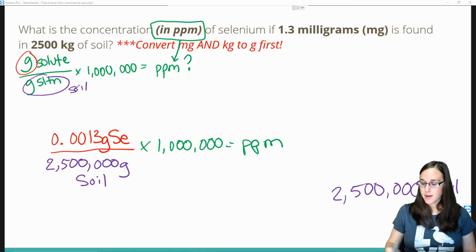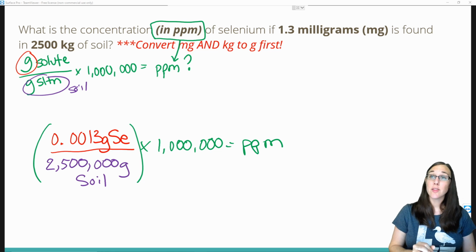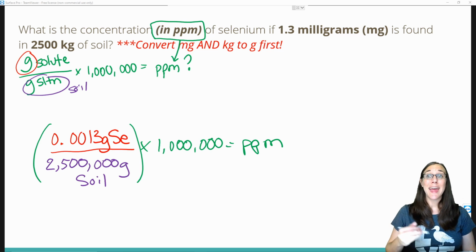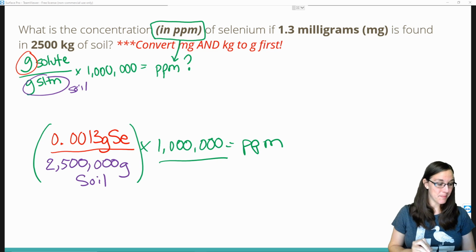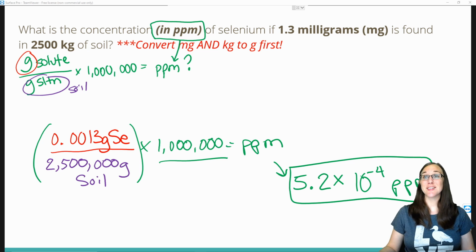Again, remember, you want to do the things in the parentheses first, so divide those two values first, and then multiply by 1,000,000. Don't forget that step there. You'll be stuck with an answer that's incorrect. Make sure you remember to multiply by 1,000,000 after you divide. What you should end up with then is 5.2 times 10 to the negative 4 parts per million as your final answer.